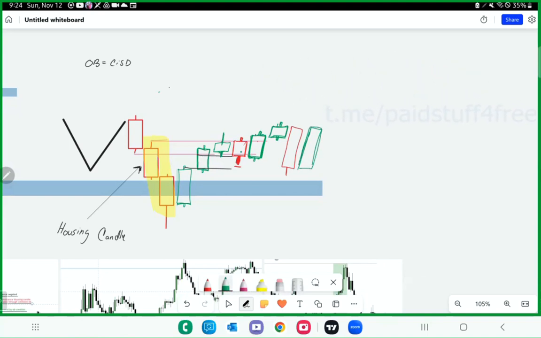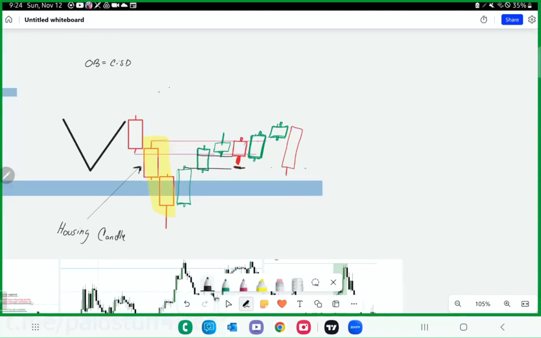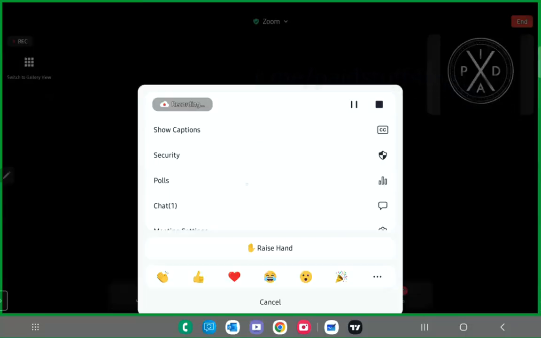So let's say you took that entry, erase this. You took the initial entry from here, and you had your stop loss here. Now obviously you just got taken out. I want you guys to answer in the chat. Does that invalidate the trade idea? You just got taken out of the trade, but does that invalidate the entire trade idea?